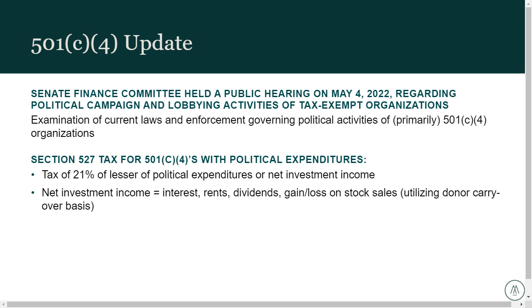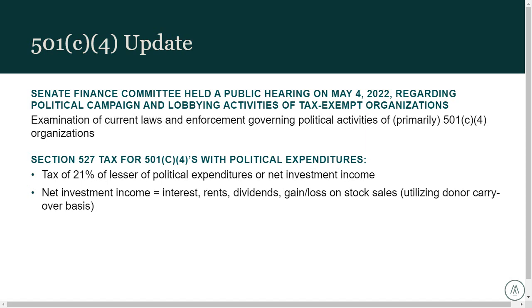Net investment income includes interest, rent, dividends, gain and loss on stock sales, and if you receive donations of appreciated securities, you have to use the donor's carryover basis to calculate your gain or loss on stock sales. So this could potentially produce a pretty high tax liability.